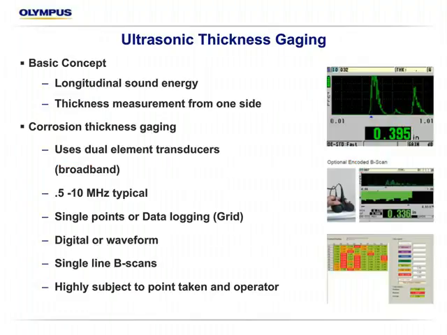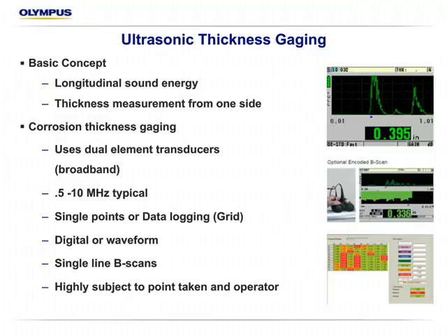Obviously, longitudinal sound waves are typically used to do the measurement, and we're typically able to do a thickness measurement from one side. Corrosion thickness gauging specifically, usually we use dual element transducers, and we'll talk about that a little bit further. We used to use a broadband transducer in order to be able to pick up what we're looking for, anywhere between 0.5 and 10 megahertz. The higher frequency is going to give us a little bit better resolution, able to go higher than that on some thinner wall or critical applications.